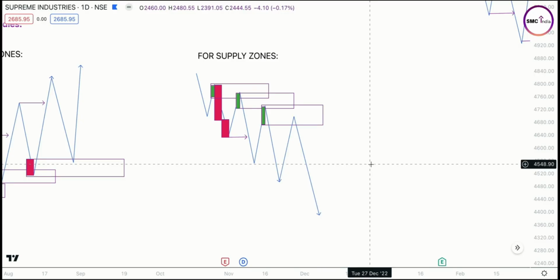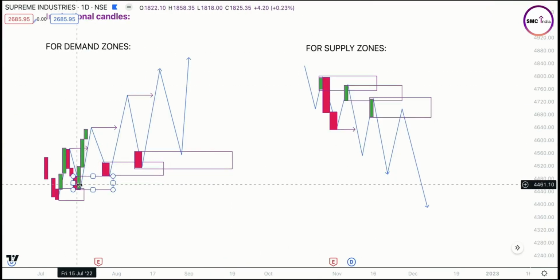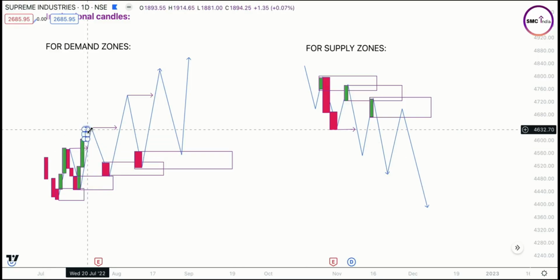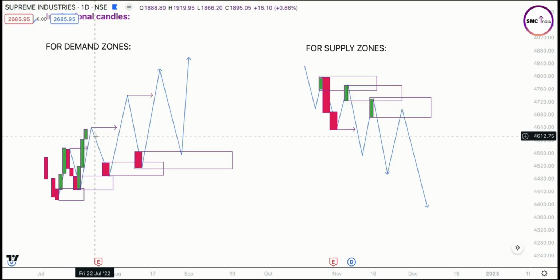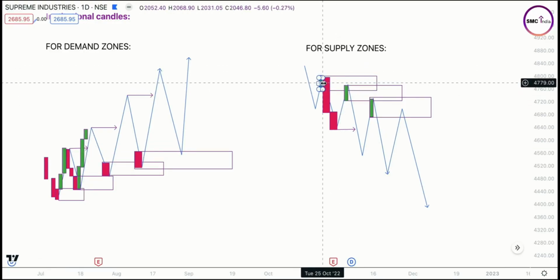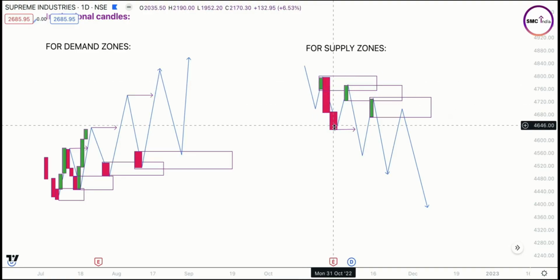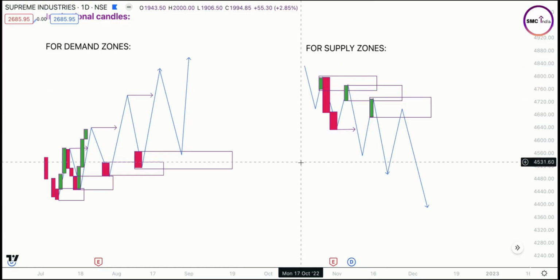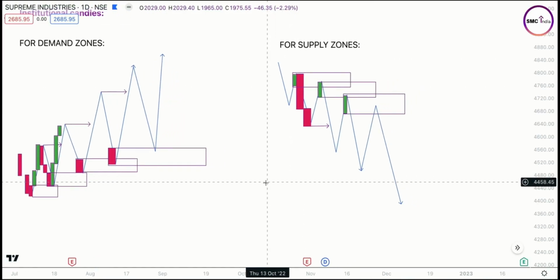So you could clearly understand that for a demand zone, the last sell candle which causes a breakout structure to the upside is the institutional candle, and for a supply zone, the last buy candle before this massive breakout structure to the downside is the institutional candle for the supply zone. These are candles with a large body and very small wicks.